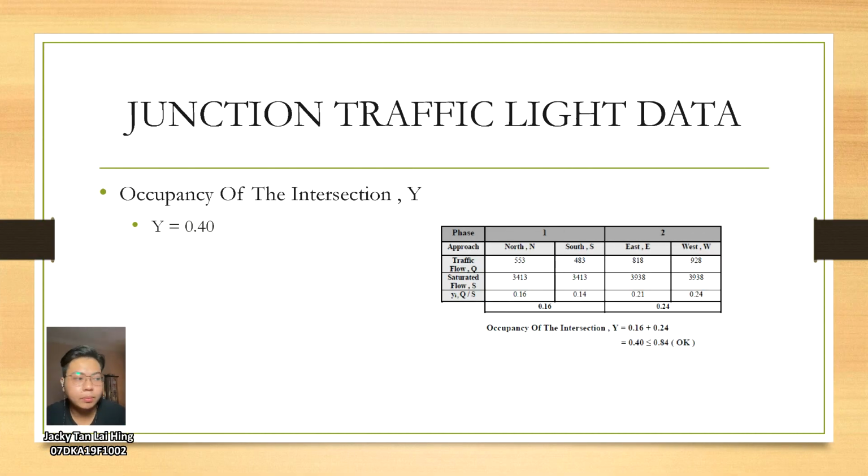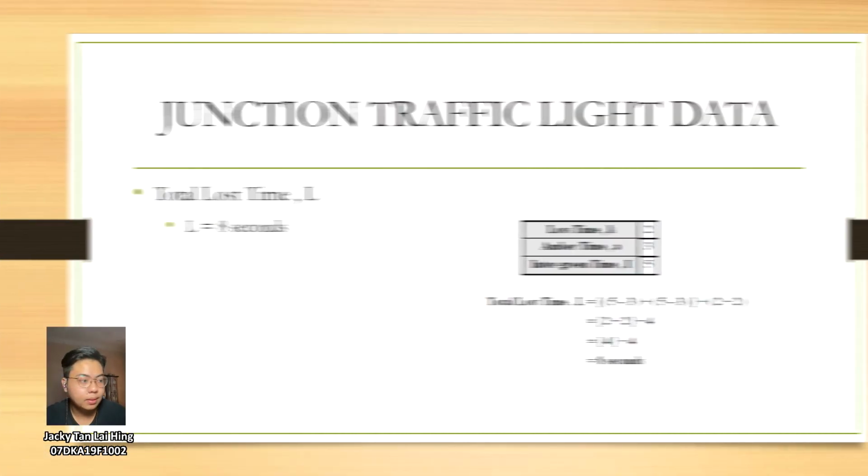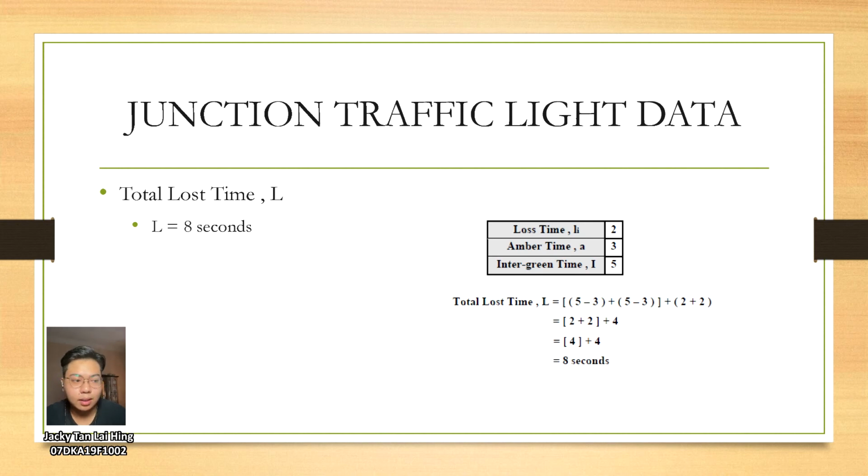Now we will be moving into occupancy of the intersection. We got the value of 0.4, which is lower than 0.84. That means the value is okay because it meets the requirement. The last one is total lost time. So let's assume the lost time is 2, amber time is 3, and intergreen time is 5. After using the formula, we got the total lost time, which is 8 seconds.